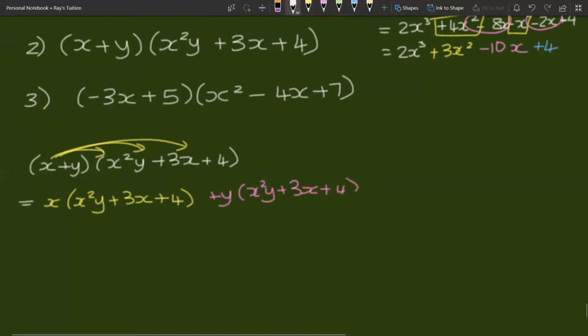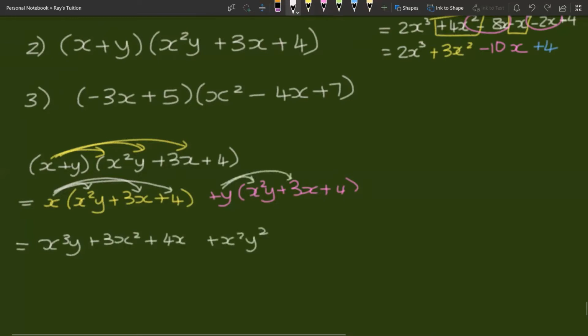Okay, so now let us do our multiplication. X times x squared y is x cubed y. X times 3x is 3x squared. X times 4 is 4x. Y times x squared y is x squared y squared. Y times 3x is 3xy. And finally, y times 4 is 4y.